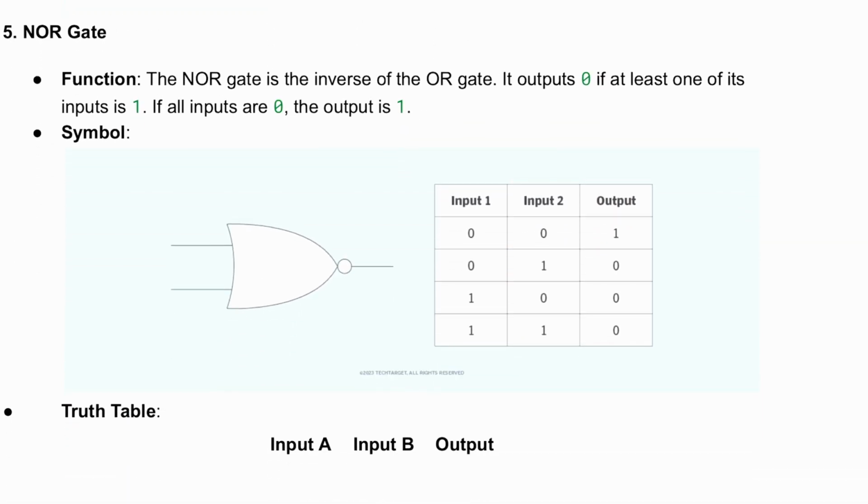Let's see the NOR gate. So the NOR gate is a combination of the OR gate and the NOT gate. So it will also give just the complement of the OR gate. So this is the symbol of the NOR gate, you have to remember this. Don't get confused by this. This is the OR gate and this is the NOR gate.